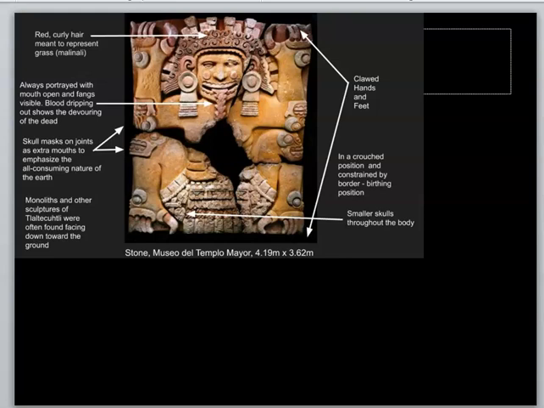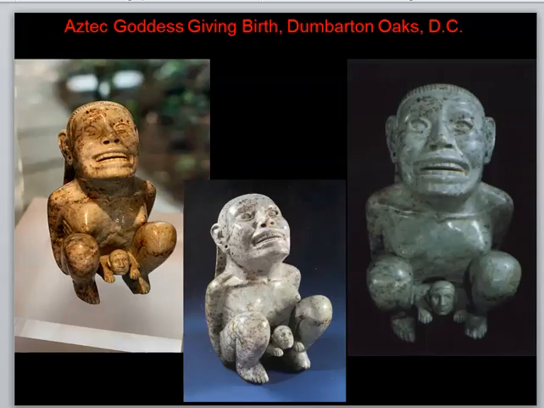Just a reminder, we are looking at the birthing pose, which I'd like you to see also in this particular piece, which is located at Dumbarton Oaks in Washington, D.C. A reminder that this is a fabulous museum. Next time you are in Washington, please check this out.